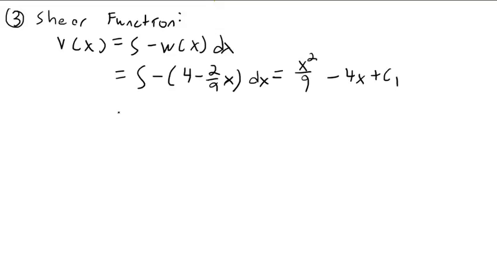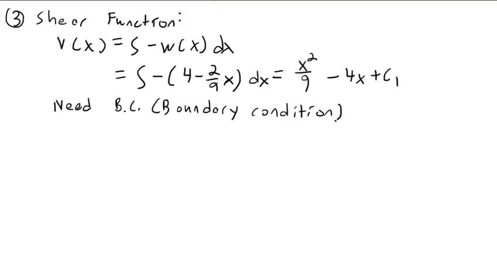Now, we're going to need a boundary condition to find C1. And that can be found at the left end. At x equals 0, V is 24 kips.